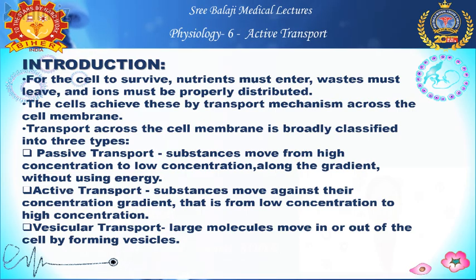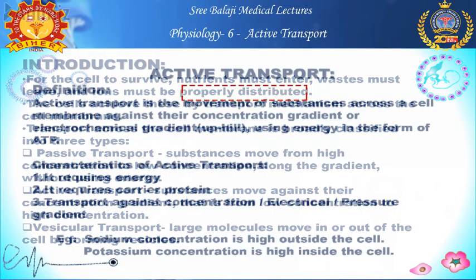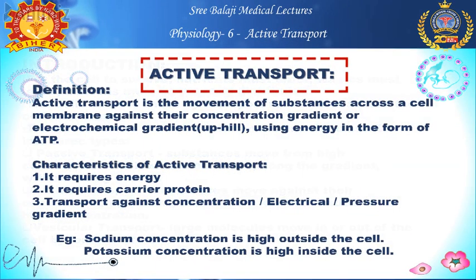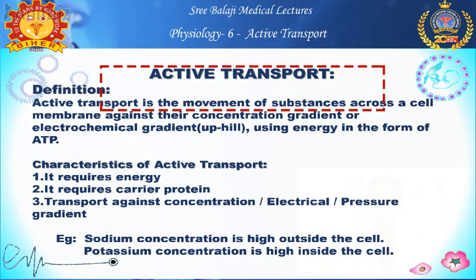So, transport across the cell membrane ensures proper nutrient supply, waste removal, maintenance of ionic balance, and overall cellular homeostasis. Let's go into the session. Today's session is about active transport. If a substance naturally moves from higher concentration to lower concentration, what happens if the cell wants to move it in the opposite direction, from lower concentration to higher concentration? That movement is not spontaneous. It requires energy, and that process is called active transport.